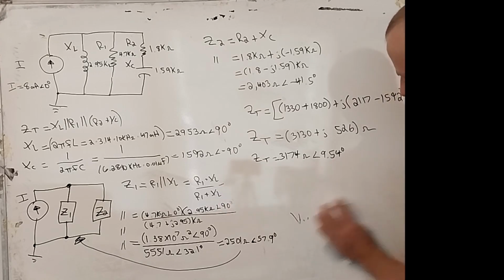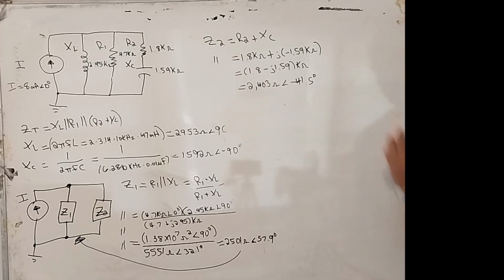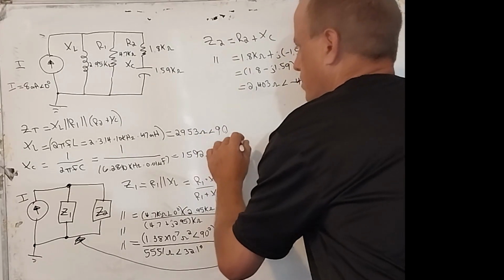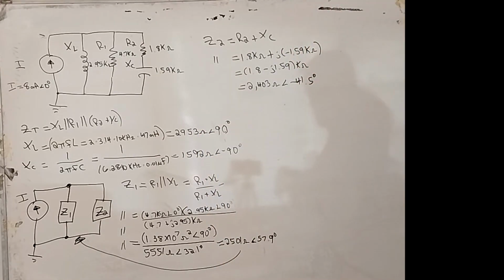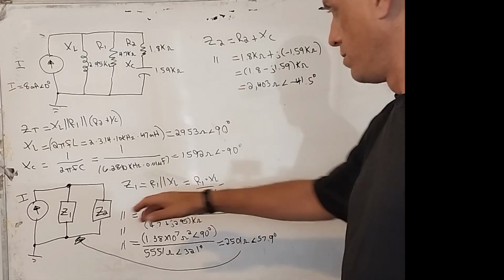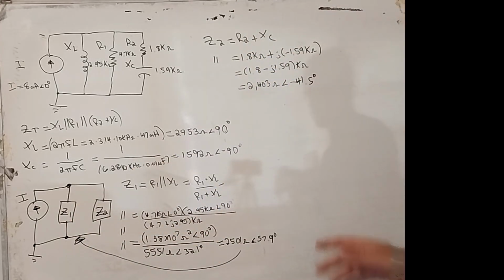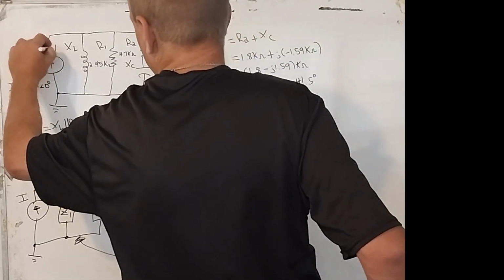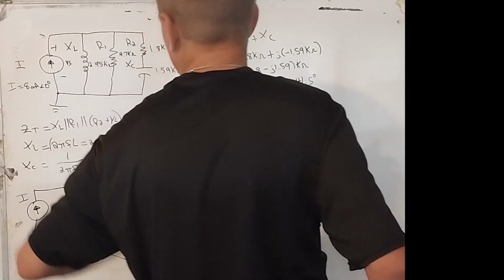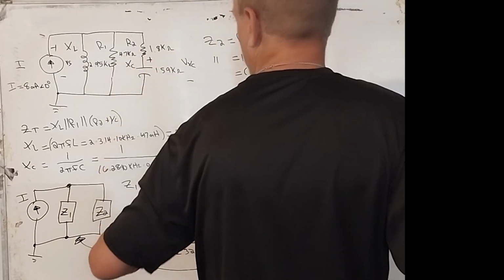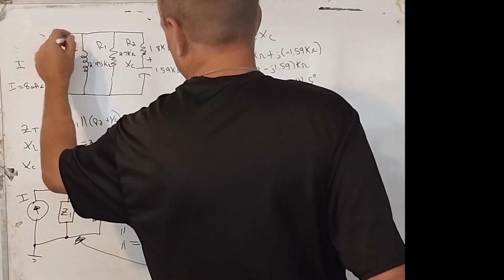Okay, now that we got everything calculated, now we can solve for the Z sub T, the total impedance. Once we know the total impedance, we can solve for Vs, which is here. Okay, we also want to know what the voltage is here, and across X of C, and the voltage across X of L.